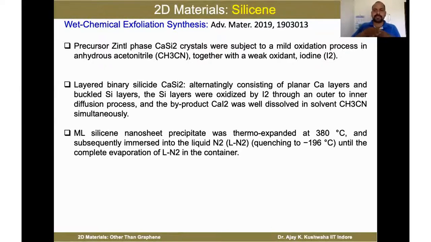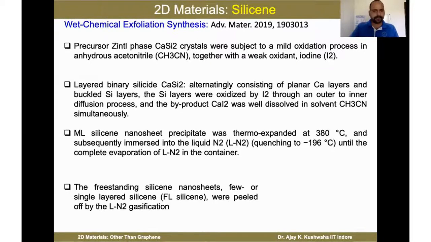Now, how can we do the expansion or exfoliation, since we have the layer of silicon? It was thermally expanded at 380 degrees Celsius and subsequently immersed into liquid nitrogen. There is quenching also, until the complete evaporation of liquid nitrogen in the container. So in this study, they achieved freestanding silicene nanosheets, a few of them single layer.